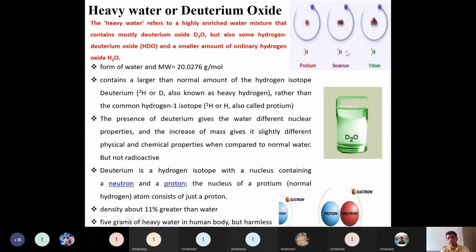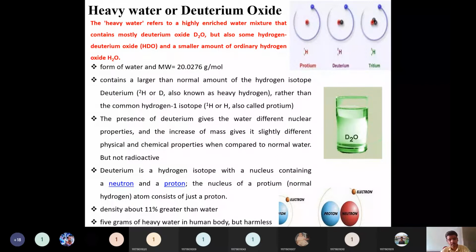Deuterium is present in a very high amount in heavy water compared to normal water, so it is called D2O. But some hydrogen deuterium oxide and a smaller amount of ordinary hydrogen oxide, H2O, will also be present. In heavy water, the large portion is deuterium oxide, some portion is hydrogen deuterium oxide, which is called HDO, and some part is hydrogen oxide, which is normal water.